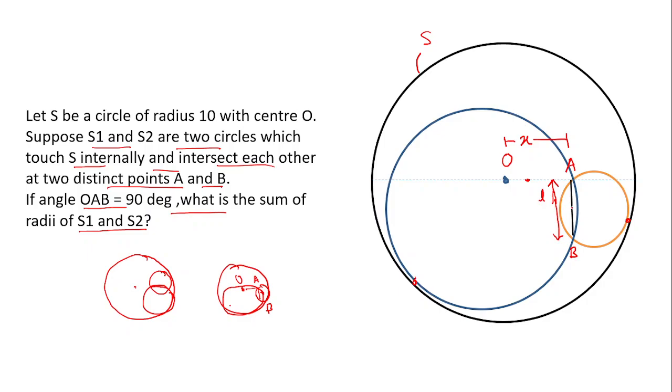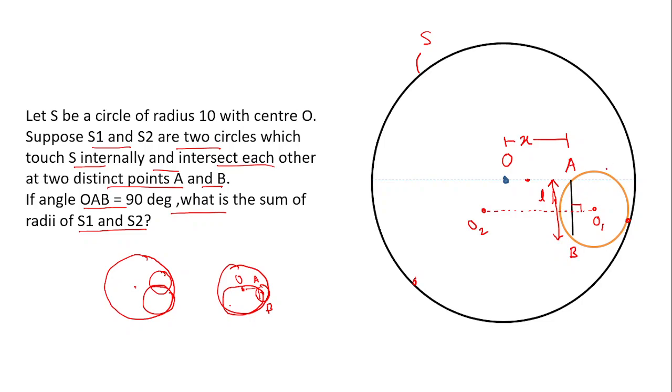Now, if this point O1 is the center of the smaller circle and this point O2 is the center of the bigger circle, then this line O1O2 will be the perpendicular bisector of the chord AB, which you already know. Our approach will be to consider this smaller circle and assume its radius to be r. Applying simple trigonometry, I will get r in terms of x and L.